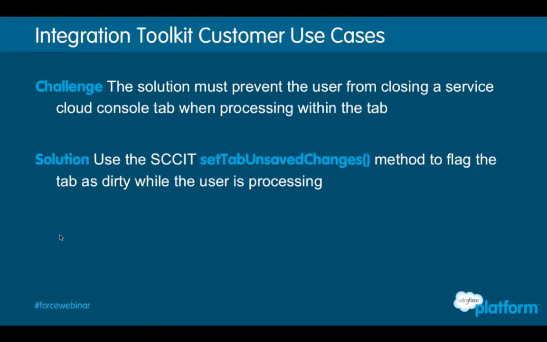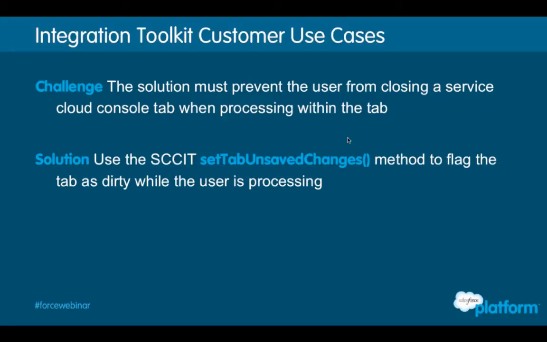Now, the last customer use case regarding this first type of method, the primary tab and sub-tab method. This use case is you may not want the agent to be able to close a tab if he's working on it and if there are some unsaved changes. So a good way to do it is to use this setTabUnsavedChanges method, which will just flag the tab as dirty, and then he won't be able to close it.